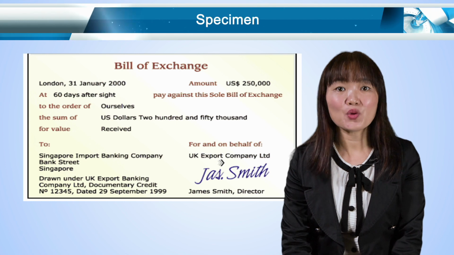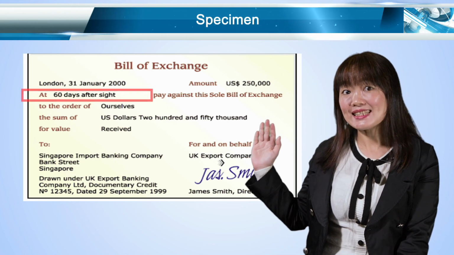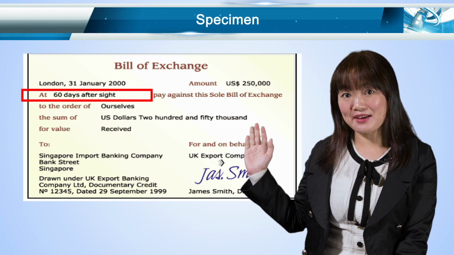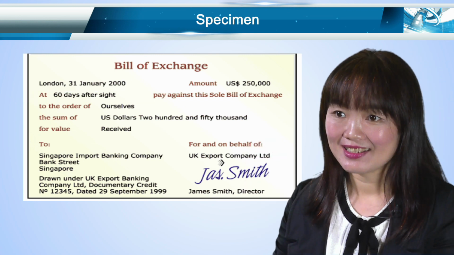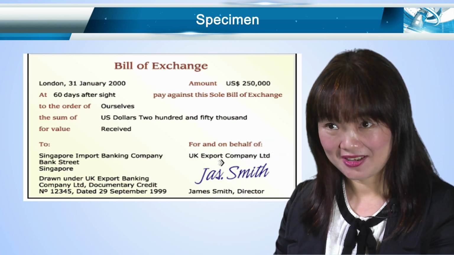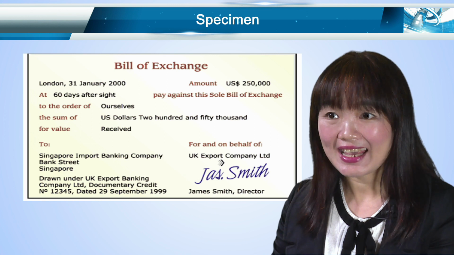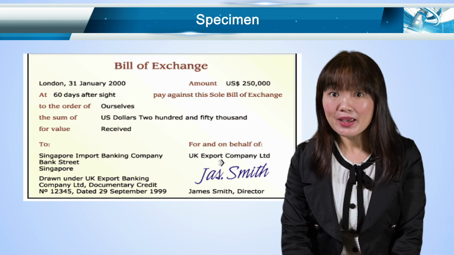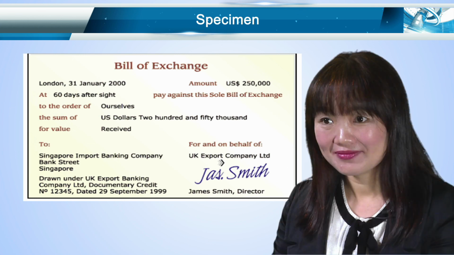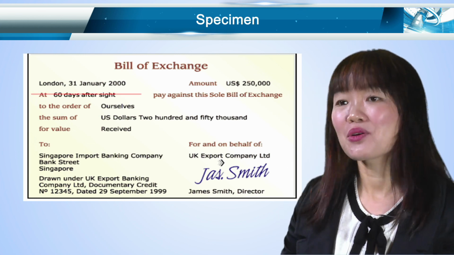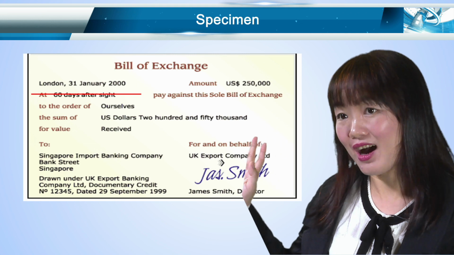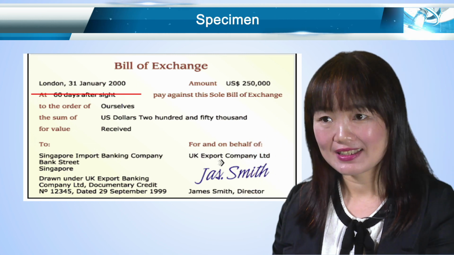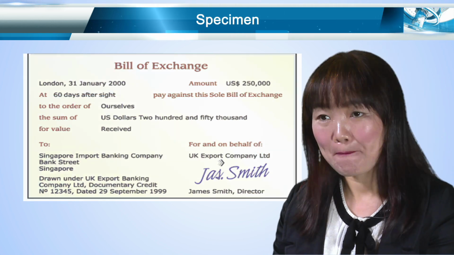Let's look at the following specimen. Is it a sight draft or time draft? Yes, it's a time draft because it is 60 days after sight paid against. Can we make it into a sight draft? Of course, cross off 60 days after, and read as at sight, pay against. We make a sight draft now.